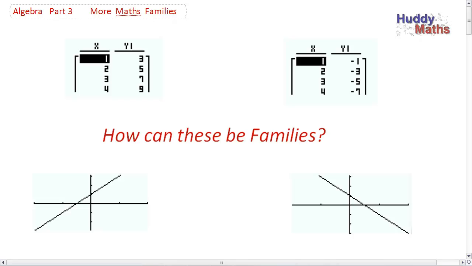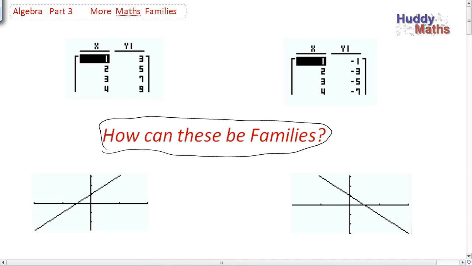Have we had any maths families yet? Well, I think we did back in Part 2, Families that Look at Algebra, and we'll review that in a little bit. But I've got a question for you. Around the screen I've got 4 little entries there, and my question is, how can these be families? Well, let's have a look.